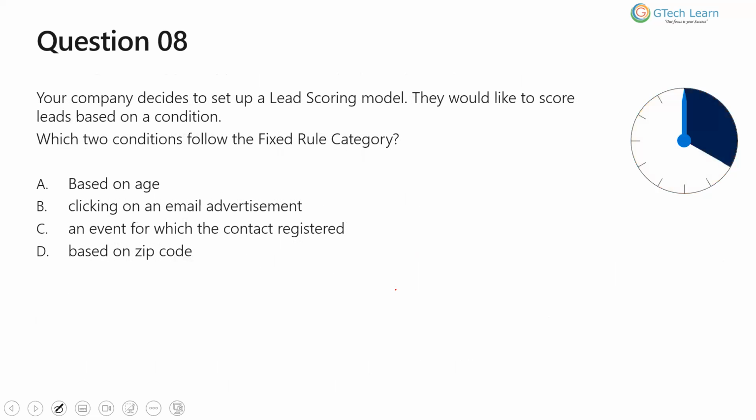The next question we are having in line is, your company decides to set up a lead scoring model. They would like to score leads based on a condition. Which two conditions follow the fixed rule category? Is it option A, based on age? Option B, clicking on an email advertisement? Option C, an event for which the contact registered? Or option D, based on zip code? So what are your answers, guys? You can provide your answers in the chat and let me start a timer now.